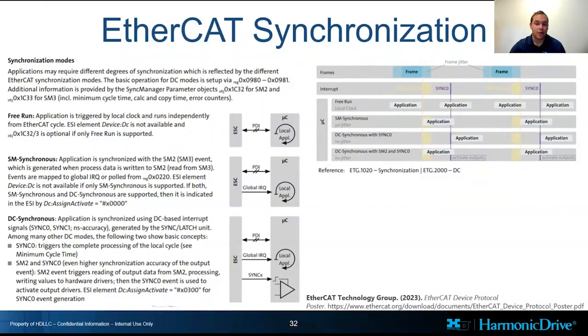You have a few different options when it comes to synchronization. You have Sync Manager, which is based off of your Sync Manager's mailbox communication, specifically Sync Manager 2. And you also have your distributed clocks. This is based off of your sync and latch, which is configured if you use distributed clocks. The whole idea is if you have a very large network where there may be frame jitter along the communication line, this allows you to get some level of stabilization between your various nodes in your system.